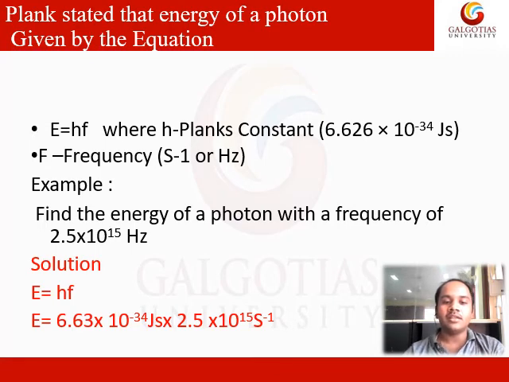So to find the energy of a photon, here is an example to understand how Planck's formula can be used to calculate the frequency or the energy. Here we have an example to calculate the energy when you know the frequency. Find the energy of a photon with a frequency of 2.5 into 10 to the power of minus Hertz. So the solution is given here. E is equal to hf. So you can calculate E using Planck's constant and the frequency.